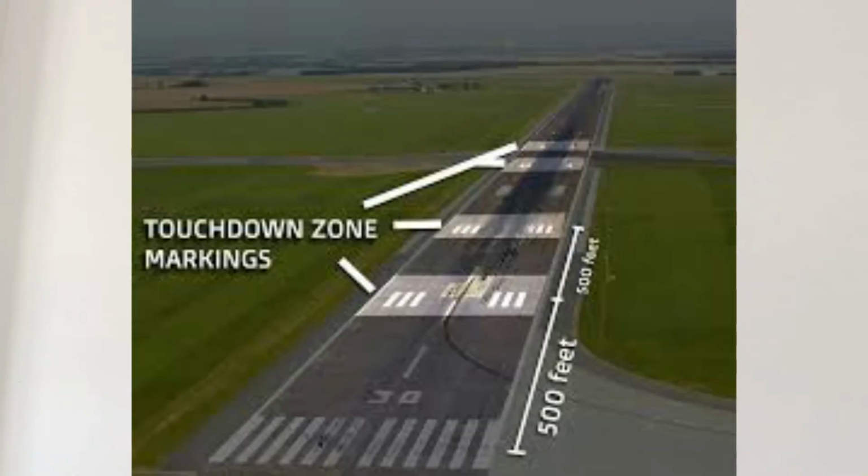Next is the touchdown zone marking. This is 500 feet from the runway threshold, and this is the first intended point of contact between the aircraft and the runway while landing. This is made to give a good safe margin so you don't undershoot the runway while landing.